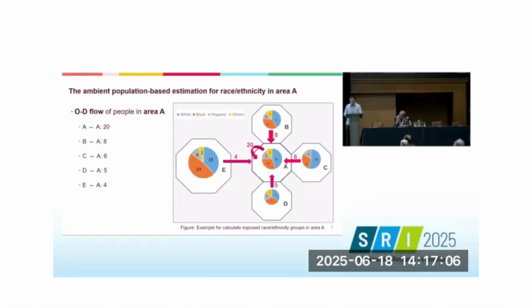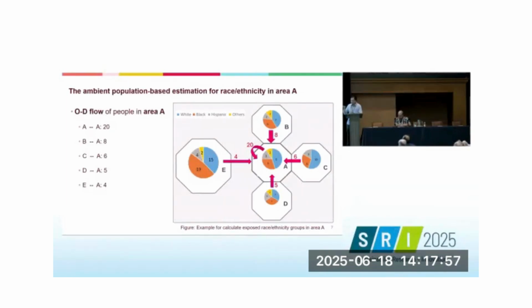Assume, as you can see from the figure here, that we have 5 regions, A, B, C, D, and E. A, B, C, D are adjacent, and E is a little bit far away. Within each region we have a pie chart showing the numbers of the different groups of people. Here we are calculating race groups: blue for the white, orange for the black, gray for the Hispanic, and yellow represents the other race groups. Area A is the area for which we want to calculate the ambient population for each race.